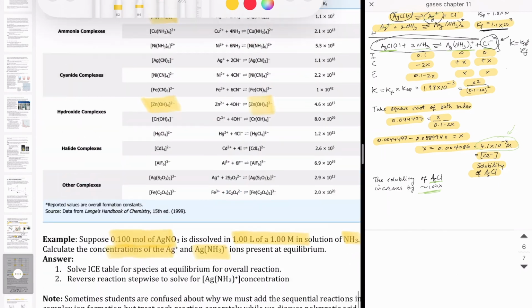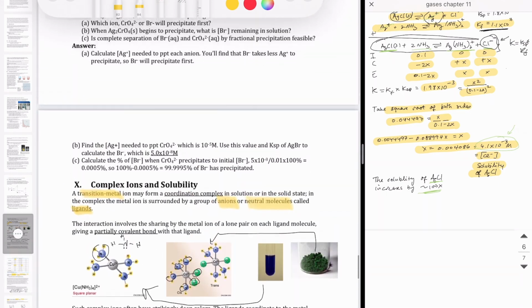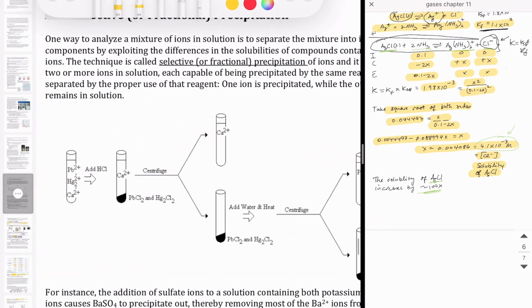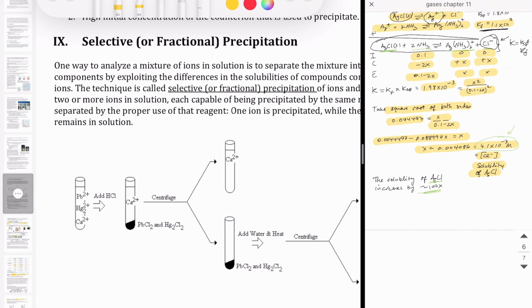And you might wonder, why is this relevant? Why is this important? Well, in selective precipitation, we need to use this tool to help us make certain ions soluble while keeping some others precipitated, so we can separate them out.